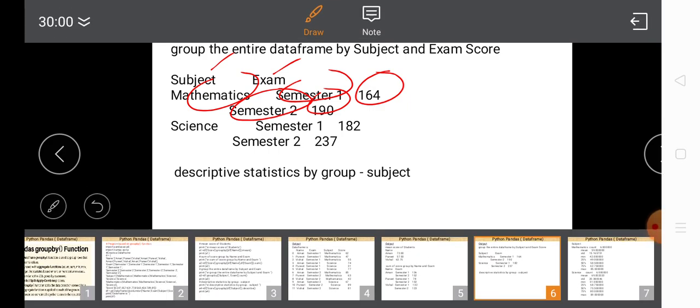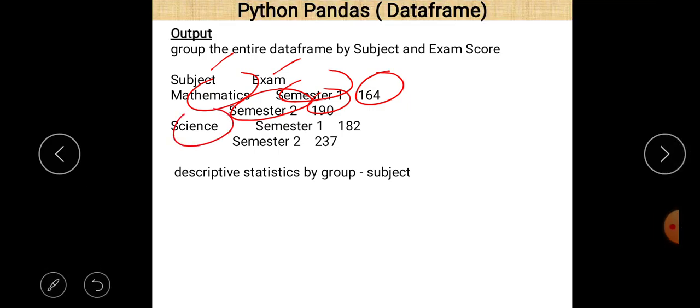But in this case, we just write subject and exam as a column name. So in semester 1, total marks in mathematics is found to be 164, and total marks in semester 2 is found to be 190. Same for science here. In science, total marks in semester 1 is 182 and semester 2 is 237.